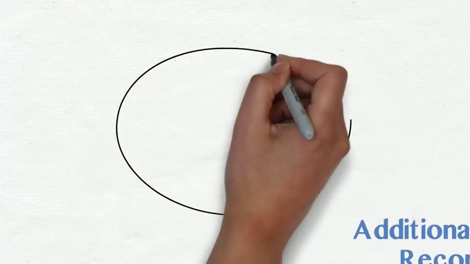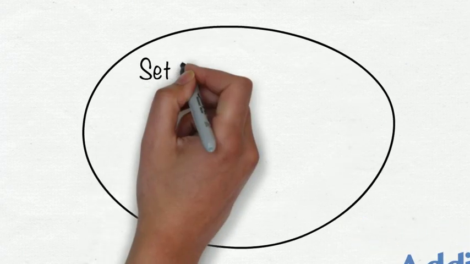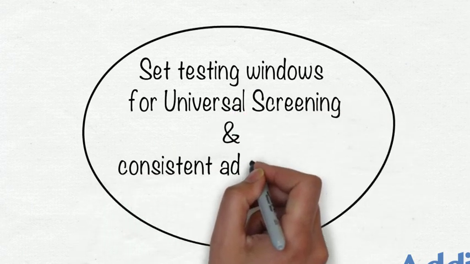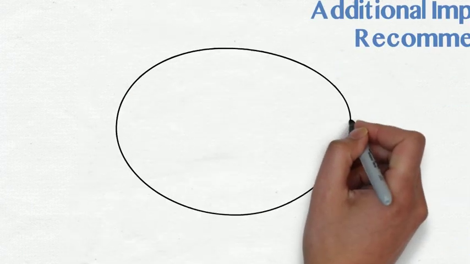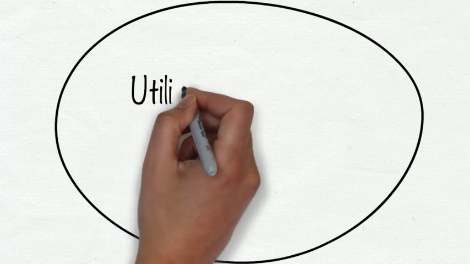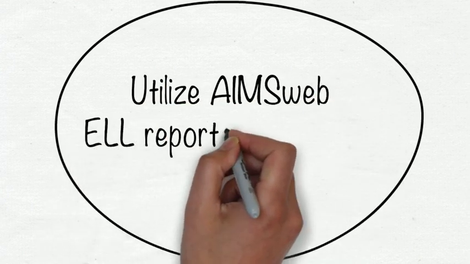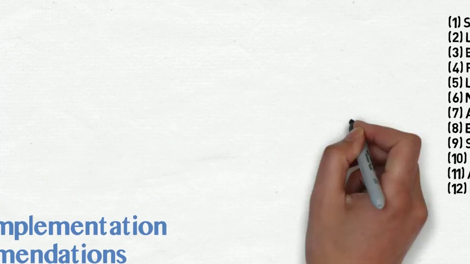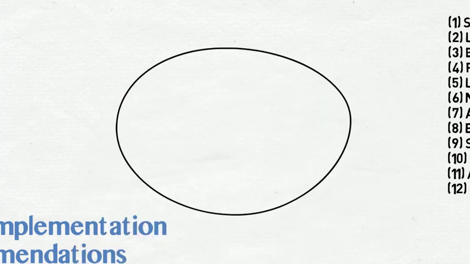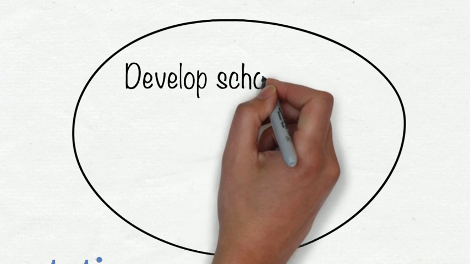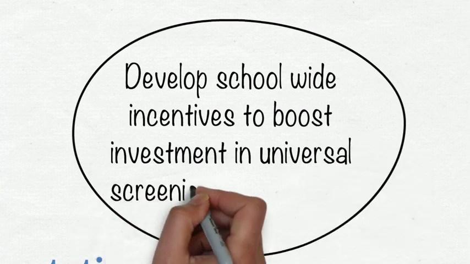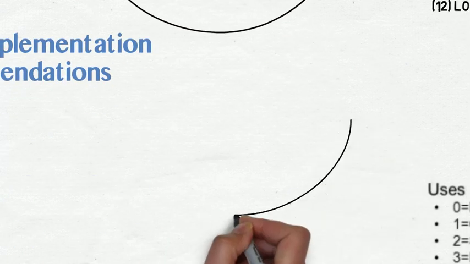When we are implementing all of these tools, there are some recommendations that we should take into account. First and foremost, it's critical that we set up testing windows and administer benchmarks to all students to truly begin implementing universal screening. We should also consider using the ELL option offered by AIMSweb, IXL Math, and Digital ReadWorks to address any cultural needs. Additionally, an incentive program should be developed to boost student investment in the assessment process. This could include some sort of school-wide encouragement, posters, any kind of investment model.